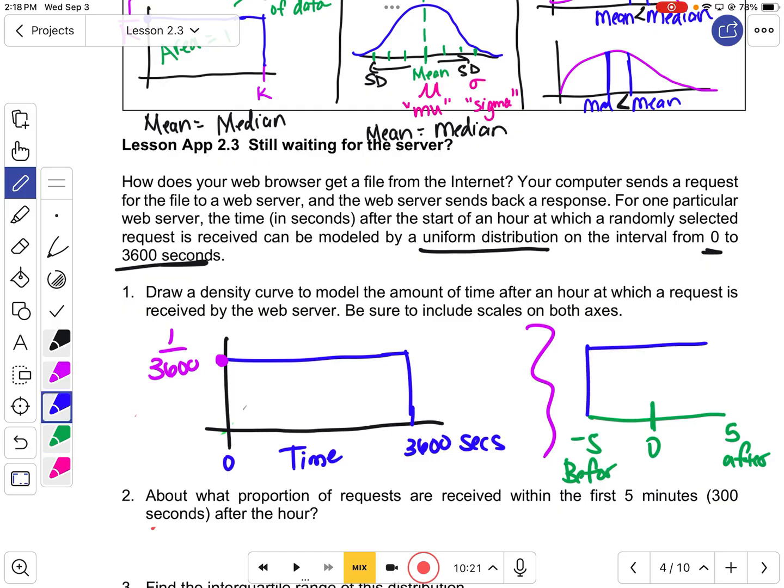Now, here's the tricky part. How long is it from -5 to +5? Not 5, it's 10, right? Because I went from -5 to 0, that'd be 5. 0 to +5, 5 more. So the bottom is actually 10. What does that mean the side's going to be?